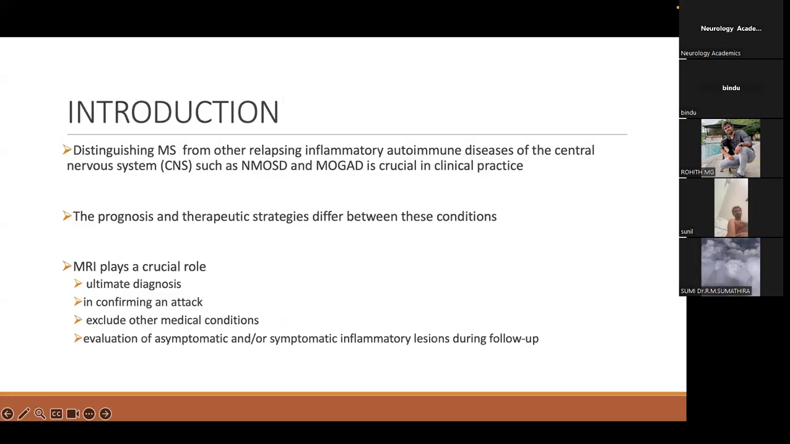For an introduction, distinguishing MS from other relapsing inflammatory autoimmune diseases of the CNS, such as other primary demyelinating disorders like NMOSD and MOGAD, is crucial in clinical practice because the prognosis as well as the therapeutic strategies are different for different diseases. And so MRI plays a crucial role in the ultimate diagnosis, confirming it and excluding other medical conditions, and also in the evaluation of asymptomatic or symptomatic inflammatory lesions during follow-up.